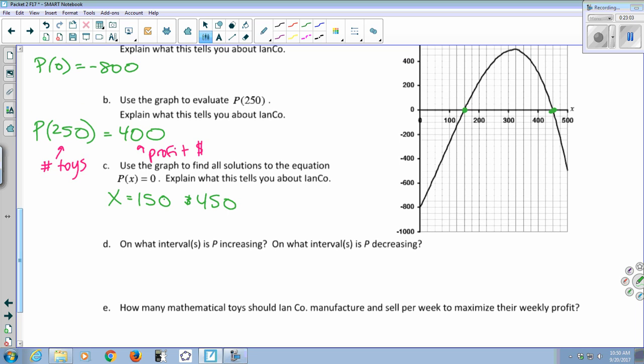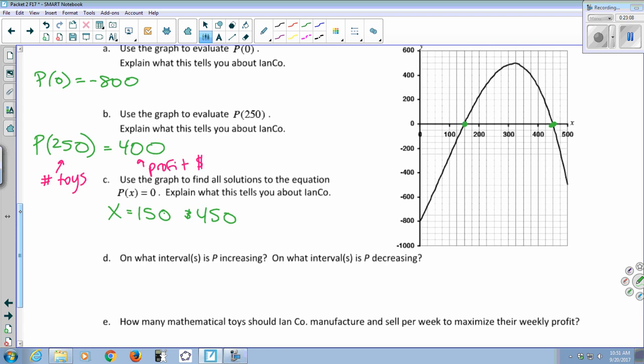All right, on what intervals is P increasing and on what intervals is P decreasing? Okay, so remember, increasing and decreasing means read left to right, uphill or downhill, but you only give X values. So increasing from here to here, that's an uphill as you go left to right. But I only give X values. So this point right here, the X value is 0, and this point right here, the X value is 325. So I'm increasing 0 to 325. And you always give increasing and decreasing as open intervals.